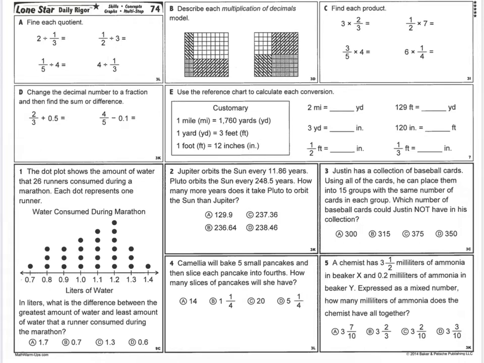Okay, so Lone Star 74, D says change the number to a fraction and then find the sum or difference. So you're going to change the decimal to a fraction. So 5/10 is 5 over 10, and 1/10 is 1 over 10. So you're going to take these two and add 2/3 plus 5/10. And then you're going to take 4/5 and subtract 1/10.